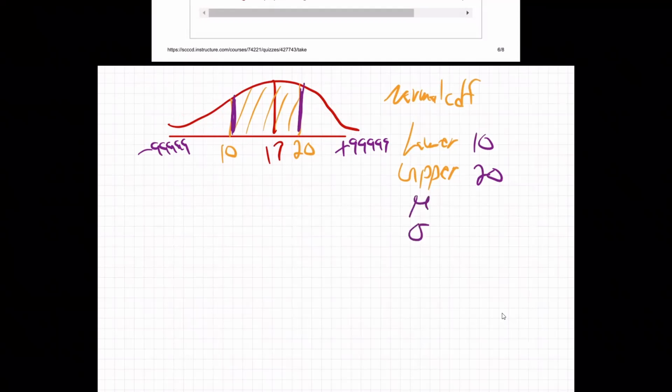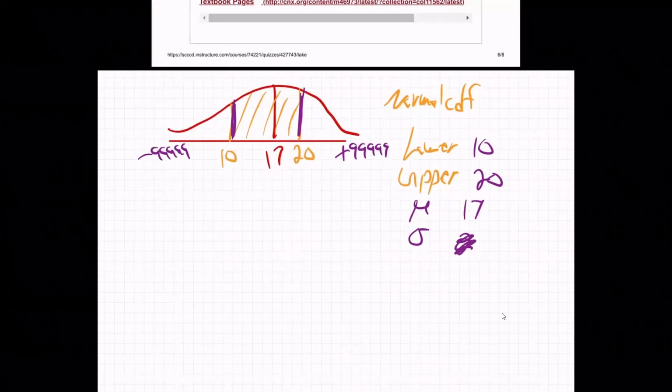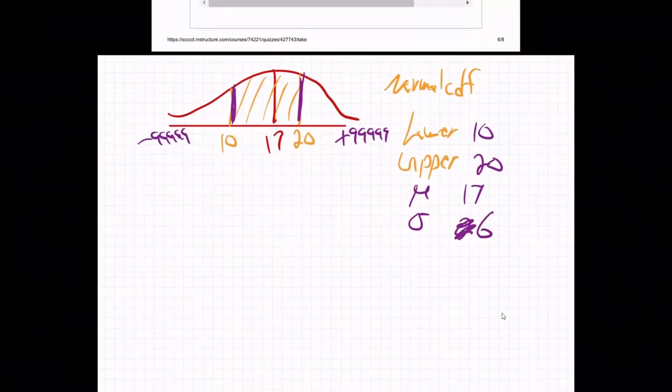And then the mean and the standard, whatever those were, the mean is 17. Standard was it 2? 6. 6. And just put those in and you get your answer. So those are actually easier. It's easier when the shading doesn't go right or left forever. You don't have to use the positive 5 nines if it goes right forever, or negative 5 nines if it goes left forever. This one stops at 10 and 20. So the lower and the upper, the left edge and the right edge of the shading is just 10 and 20. So that's for part C.